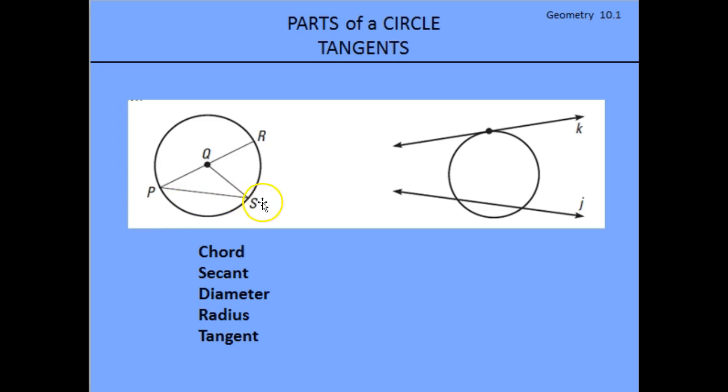Okay, let's take a look here. What is a chord? PS is a chord, and PR is a chord. What about the secant? Remember, the secant slices. So the secant would be J. It's a line that slices off this little section. What about the diameter? The diameter is PR, and that is the only diameter. The radius, how many radii are there? There are actually 3, QR, QS, and QP. All of them are a radius or radii. Tangent touches, and it's a line that touches, so K here would be the tangent.